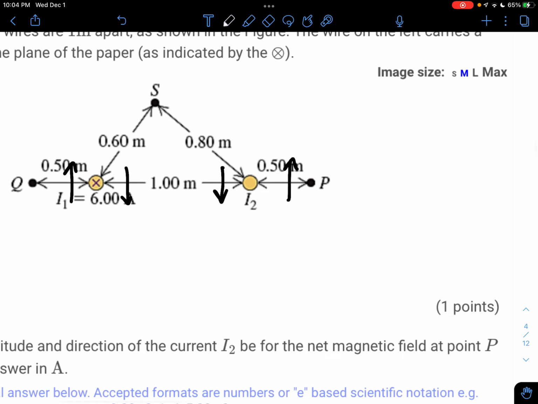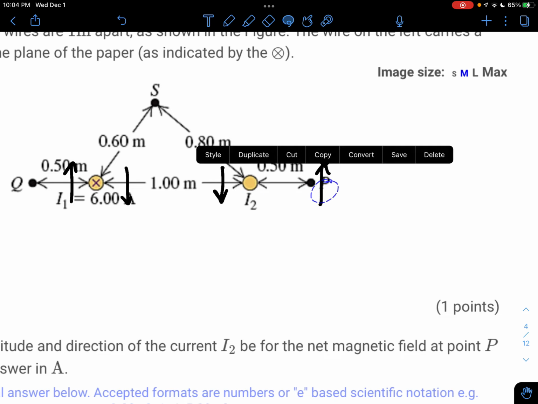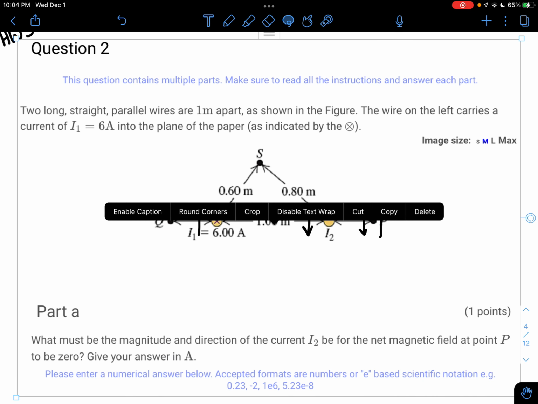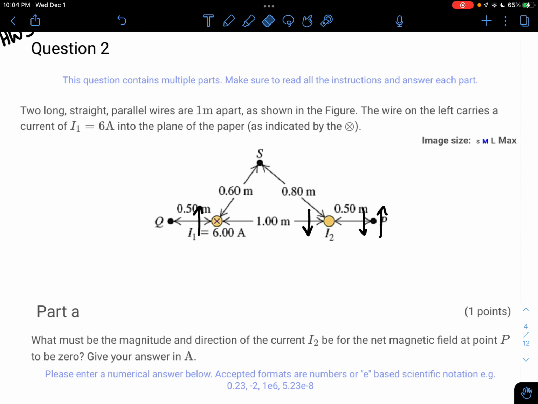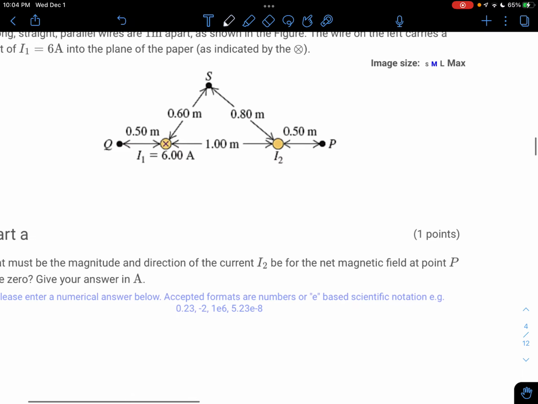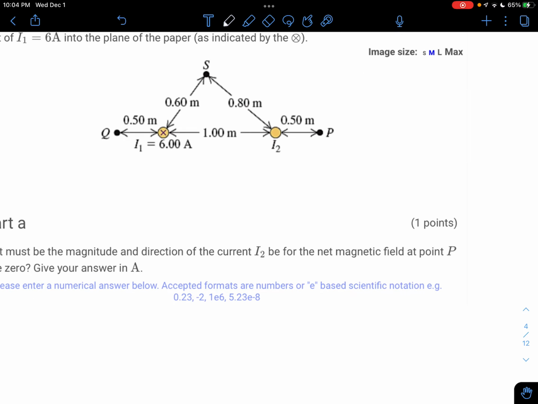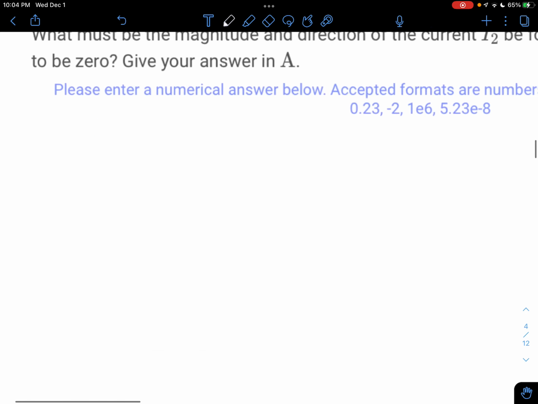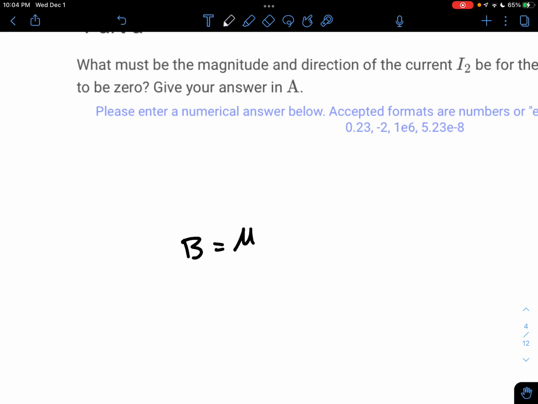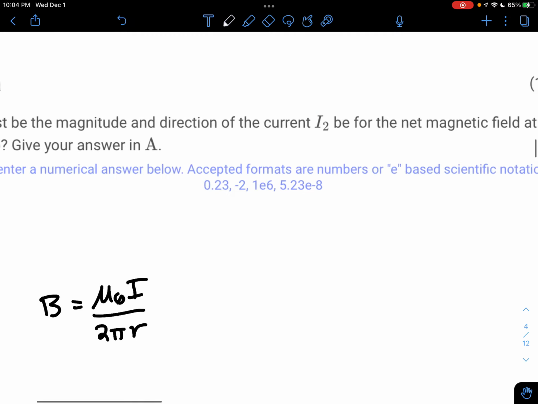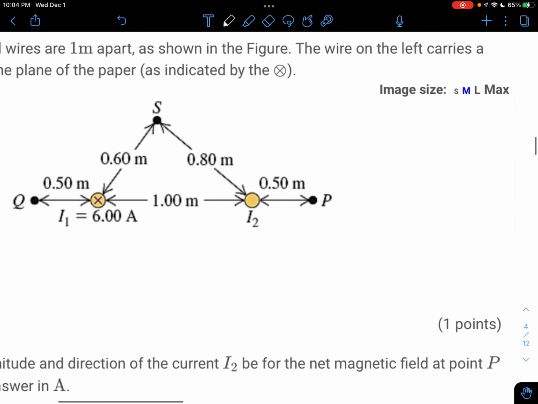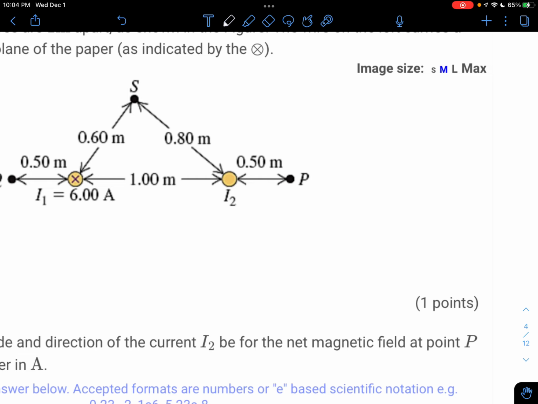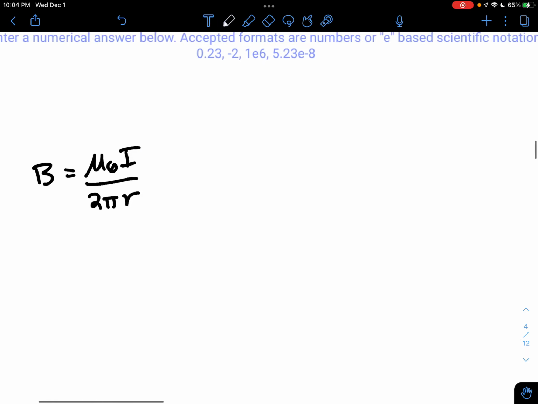Right, so over at P, off to the right of this one and off to the right of this one, up and down, it can cancel to 0. So for it to cancel to 0, they're going to be equal in magnitude, equal and opposite, since they're going in opposite directions. Our magnetic field, as always, is B equals mu naught I over 2 pi r. For our first wire, the distance to P is going to be 1 meter plus 1 meter plus 0.5 meters, 1.5 meters.